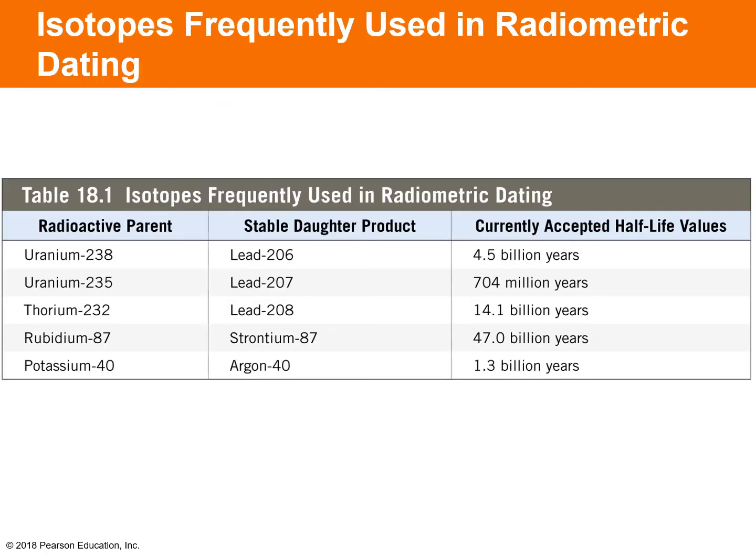So this figure just shows several different types of radioactive isotopes that are commonly used in radiometric dating. So in the left column you can see the radioactive parent, or the original radioactive isotope. In the middle column you can see the stable daughter product that is formed after radioactive decay occurs. And then in the right column you can see the number of years that it takes for half of the radioactive parent atoms to decay into the stable daughter product atoms.